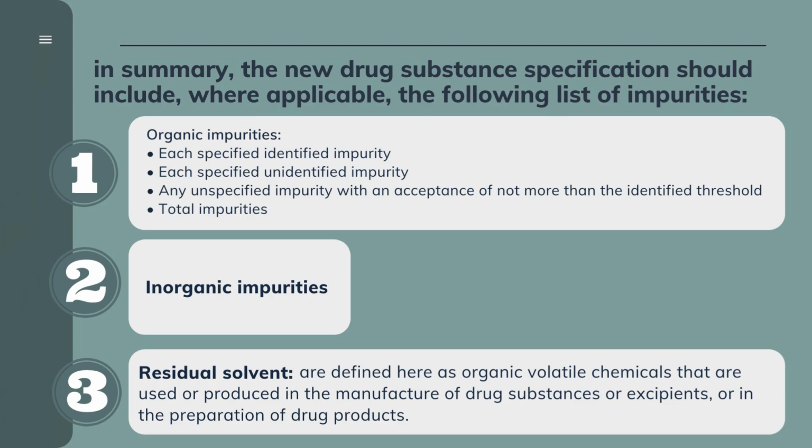The new drug substance specifications should include the following list of impurities. 1. Organic impurities: each specified identified impurity, each specified unidentified impurity, any unspecified impurity with an acceptance criterion of not more than the identification threshold, and total impurities. 2. Inorganic impurities. 3. Residual solvents. Residual solvents are defined as organic volatile chemicals that are used or produced in the manufacture of drug substances or excipients, or in the preparation of drug products.